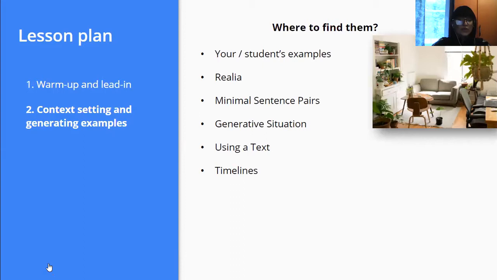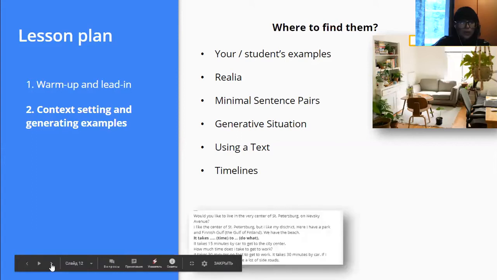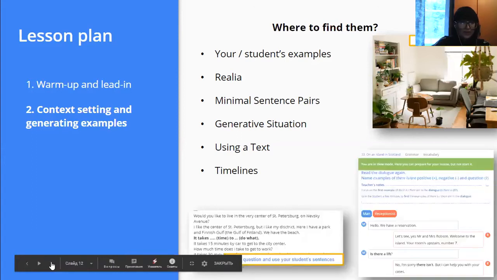We can even use just different visuals. By visuals, I mean photos and pictures that would set the situation. You can use realia in your classes if we're talking about there is, there are, for example, or it could be a generative situation, a kind of role play when students have to act out and analyze grammar. Okay, so many ways to do that, I would say, in this particular case.